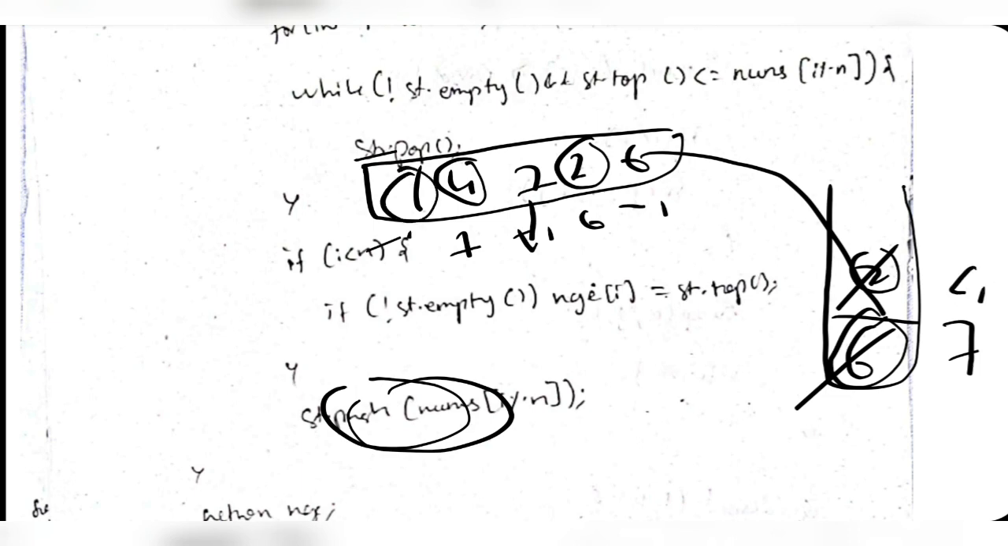It is 4, so we'll be storing 4 here, and we'll check if 1 has any element here which is less than 1. There is no such element, so we will stop the array. So the answer we got here is 4, 7, -1, 6, -1.